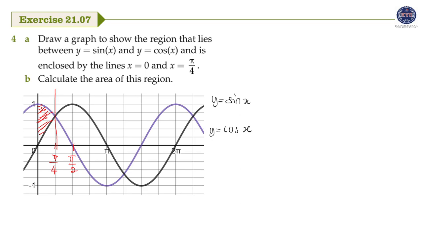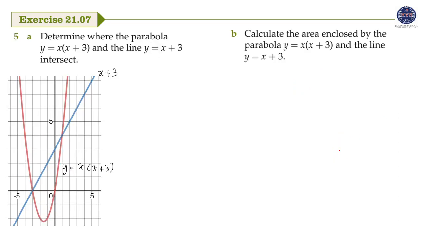So enclosed by 0 to pi over 4. Above is bounded by the line of y equal to cos x and also y equal to sin x. So here is the only area. So your integration should be from 0 to pi over 4. And then for the area, if you use the vertical line test, the top is the purple line, which is cos x minus sin x. Just integrate. Alright, number 5.